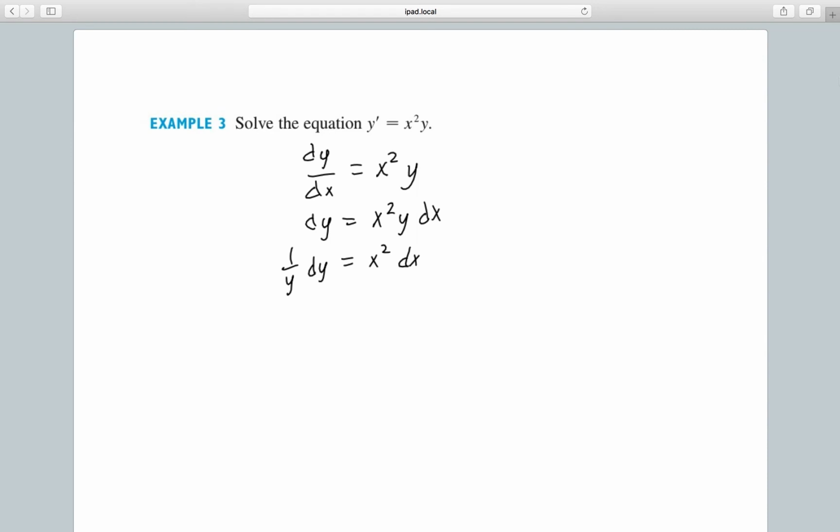Good, we're ready to integrate. So integral on both sides. Now on the left, the antiderivative of 1 over y is natural log absolute value y. And on the right, we get x cubed over 3 plus c. And this one, I am going to say we can solve. We can isolate the y, and we're going to exponentiate both sides by e.